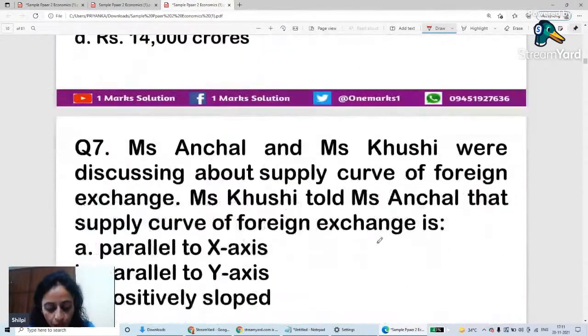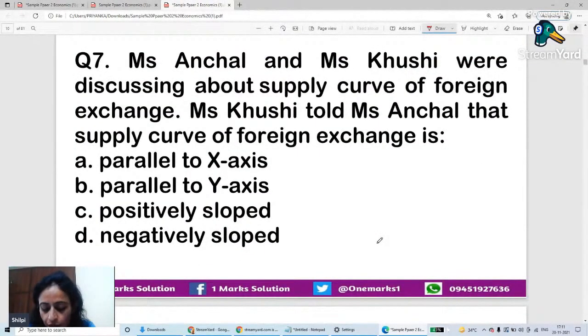Question number 7. Miss Achal and Miss Khushi were discussing the supply curve of foreign exchange. Miss Khushi told Miss Achal that the supply curve of foreign exchange is... See, if we talk about the supply curve of foreign exchange or any supply curve, we are always aware of its relationship. They are positively related, directly related. If one side is going up, then the other will definitely be higher. If supply is high, then the rate will also be increasing. So they are both positively related and positively shaped. So option C is the correct one.